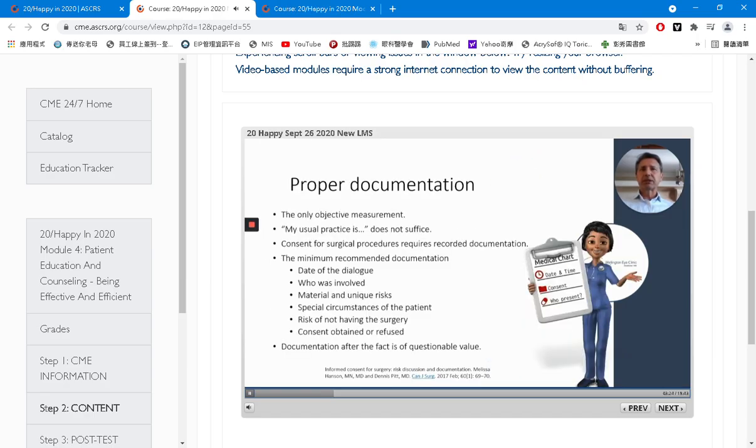Proper documentation is the only objective measurement. I don't recall this patient specifically, but my usual practice does not suffice. And consent for surgical procedures requires recorded documentation. The minimum and recommended documentation is date of dialogue, who is involved, material and unique risks, special circumstances of the patient, risk of not having the surgery, and consent obtained or refused. And then documentation after the fact is of questionable value. You can't do a procedure and then go and adjust your consent.